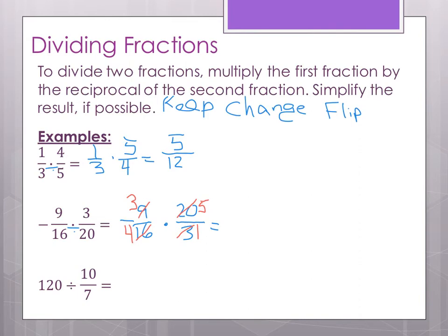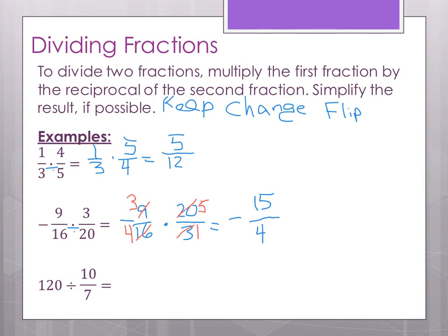Okay? So now I've canceled any common factors between the top and the bottom, and this will prevent me from getting really large numbers when I multiply and then having to simplify them. So remember, I've got a negative times a positive. The sign of my answer is going to be a negative. When I multiply across the top, 3 times 5 will give me 15. Then 4 times 1 will give me 4. So I get -15/4. And for now, we're going to leave this as an improper fraction.